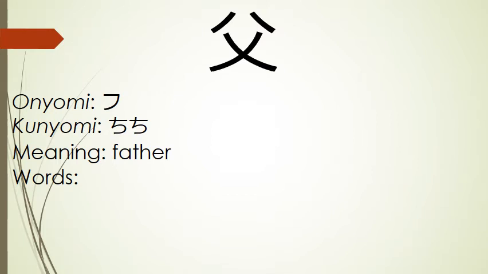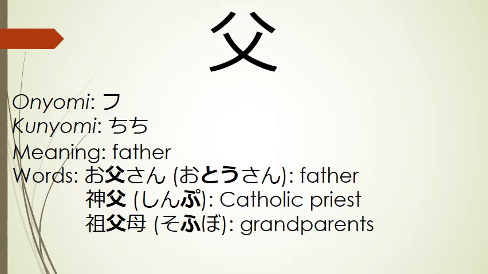Our next kanji means father. Its onyomi is hu, and its kunyomi is chichi. Words that use this kanji include oto-san, father, shinpu, Catholic priest, and sohubo, grandparents.